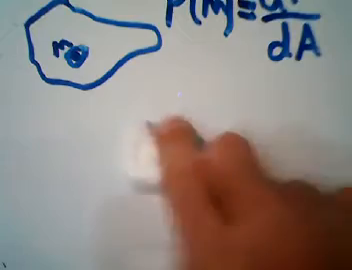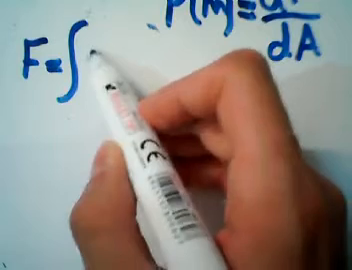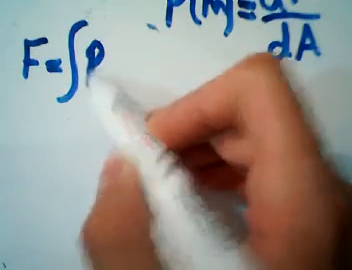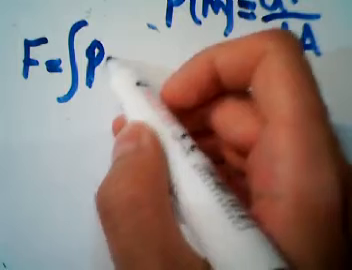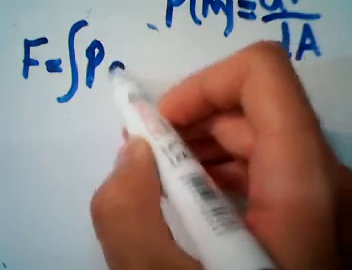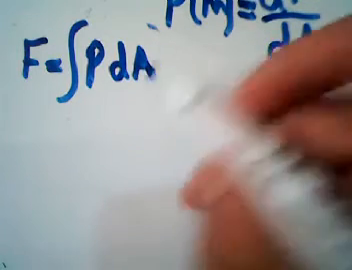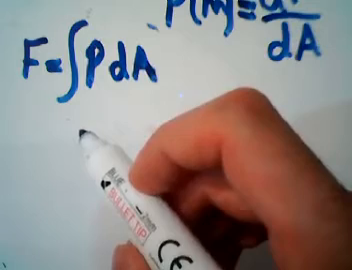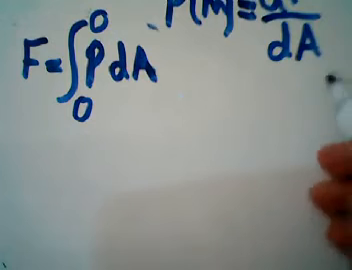Now, so F would be the integral of P. It is not just for the point M, it is for every point on the surface, the integral of P dA from something to something. Okay, and let's have an example, makes it more clear.